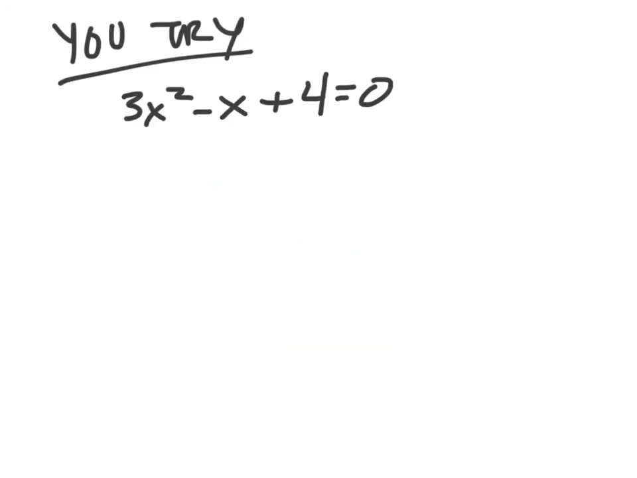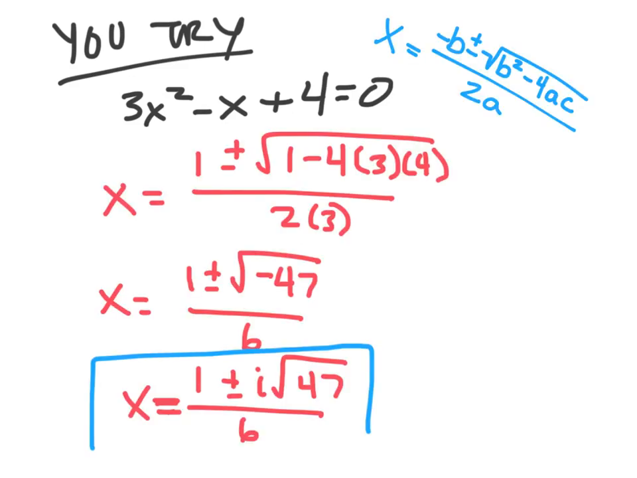Alright, so you go ahead and try this problem, pause the video, and then we'll come back together in a moment. Alright, so you should have gotten that the two x-intercepts are x equals 1 plus or minus i root 47 all over 6. Alright, so that's how we use the quadratic formula. It's pretty much just plug in the numbers that you're given.